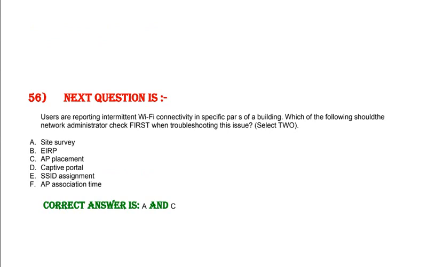Question is, users are reporting intermittent Wi-Fi connectivity in specific parts of a building. Which of the following should the network administrator check first when troubleshooting this issue? Select two options. Option A, site survey. Option B, EIRP. Option C, AP placement. Option D, captive portal. Option E, SSID assignment. Option F, AP association time. Correct answer is option A and option C.